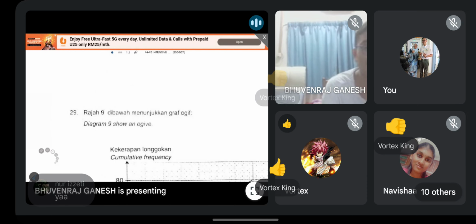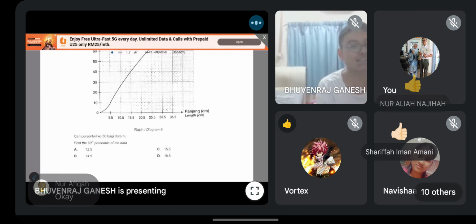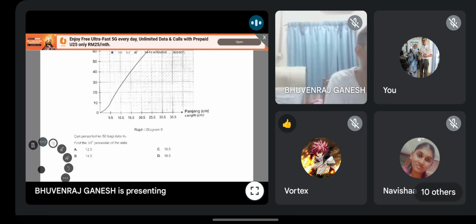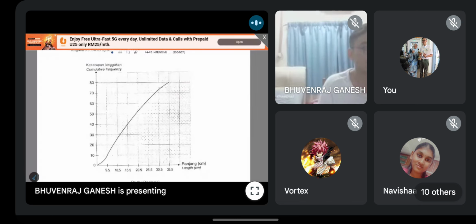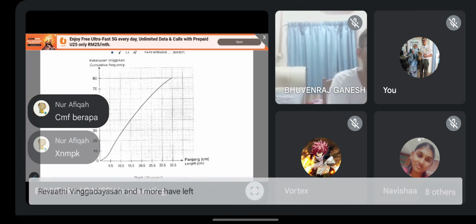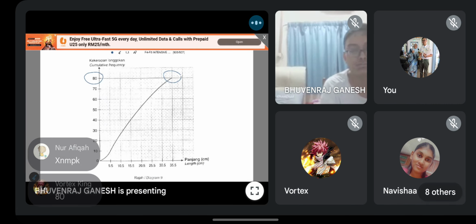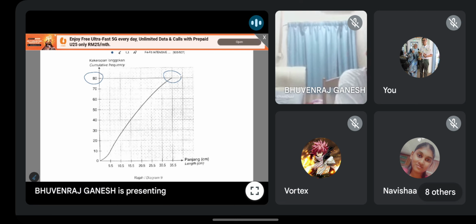Okay. So just now, you guys say OGIVE very hard, right? Untuk determine your nilai. So now come, kita latih yang ni. They ask you find the 50th percentile. So how guys? Can you tell me frequency kamu dulu apa? Kat y-axis, kena cari apa? What is your frequency? 80. Kamu boleh lihat kat sini. Highest point. So 50% kali 80, you should get 40 lah.